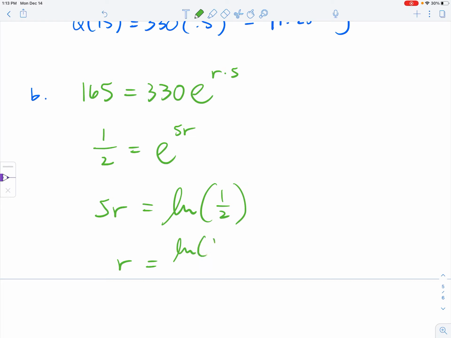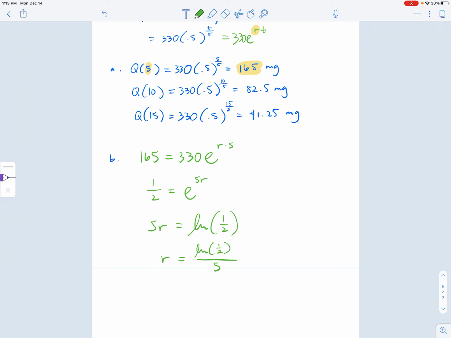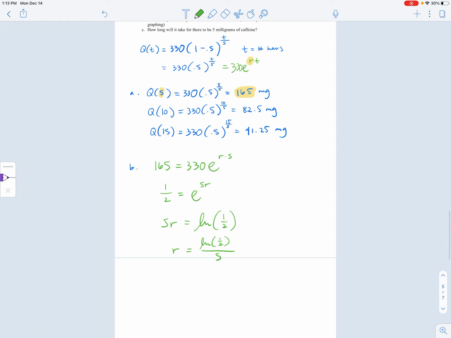So R equals ln of 1/2, 1/2, not 1/5, divided by 5. And we don't care what the approximation is for R. We're trying to find the equation with the base of E. So we want to use the exact value for R. So that would be ln of 1/2 over 5 times T, where T is still the number of hours that have passed.